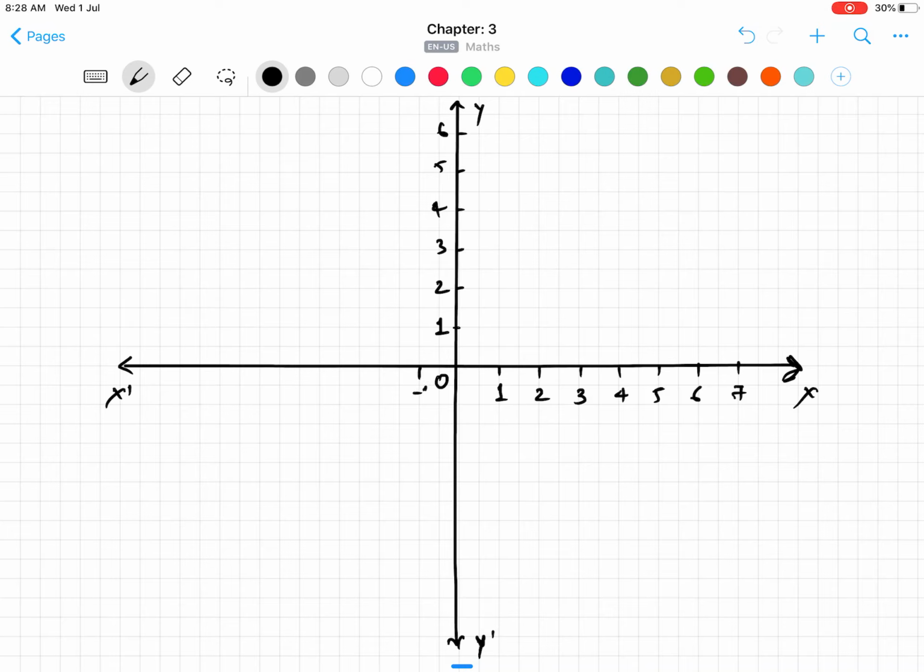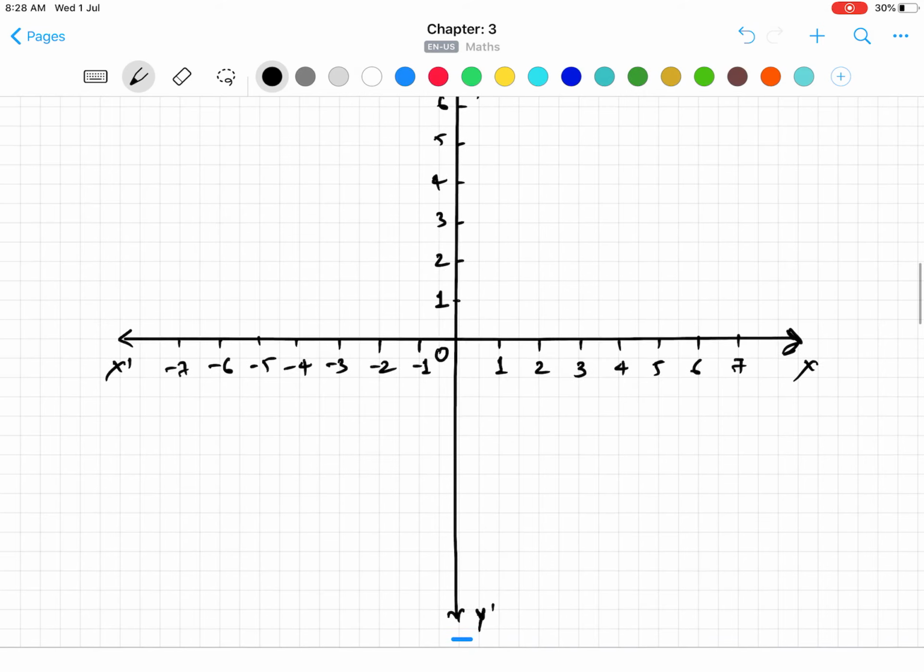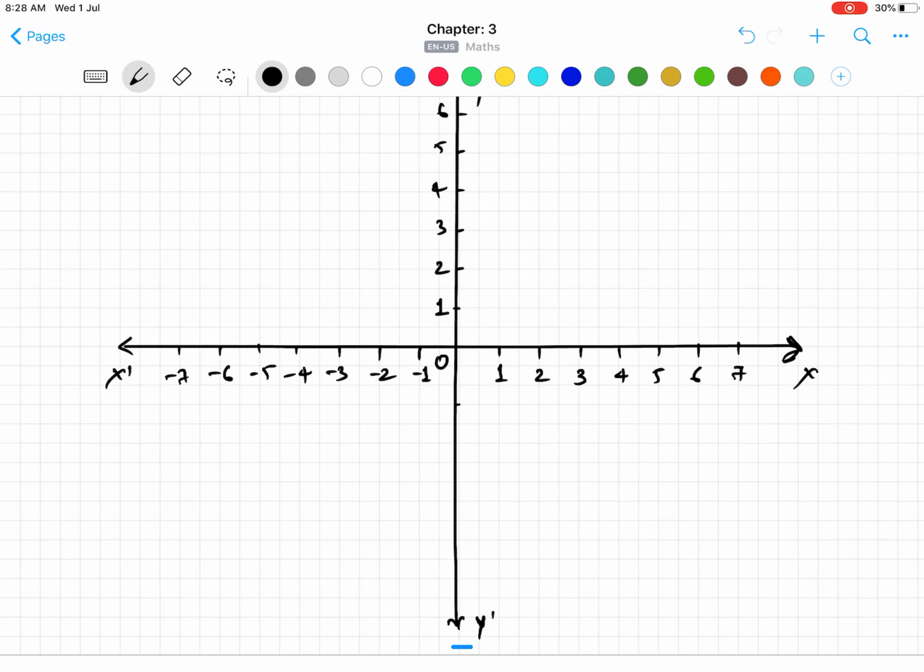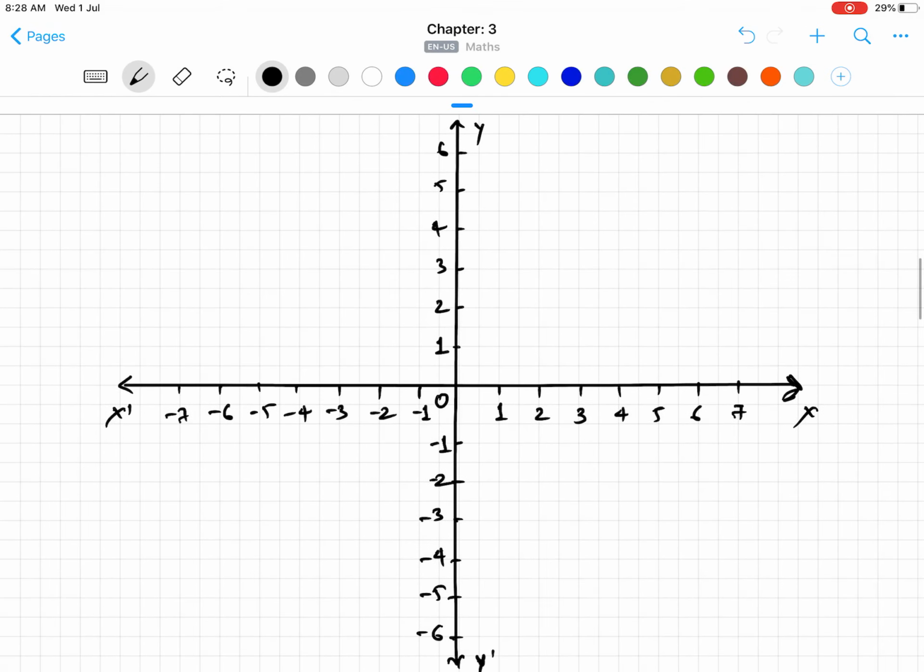That means here we have -1, -2, -3, -4, -5, -6 and -7. Similarly, in the downward direction we have negative value of y. Now we have -1 here, -2, -3, -4, -5 and -6. So that's how we draw the xy plane.